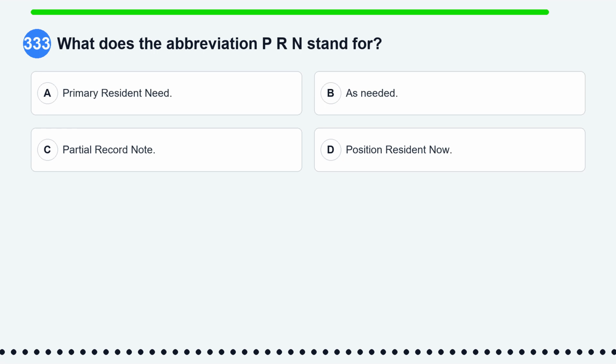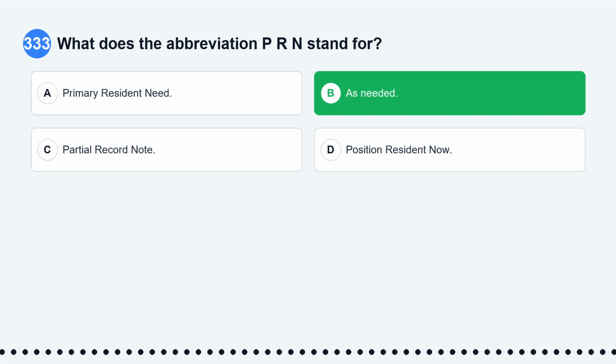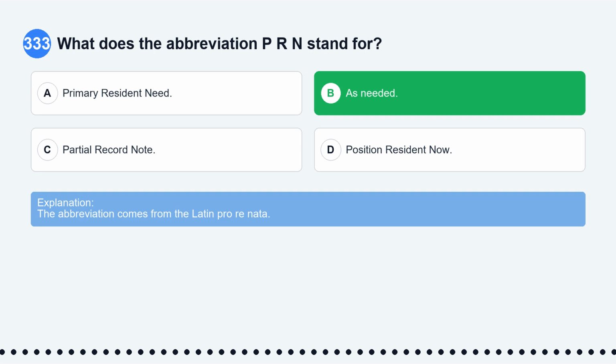Question 333. What does the abbreviation PRN stand for? Option A, primary resident need. Option B, as needed. Option C, partial record note. Option D, position resident now. The correct answer is option B, as needed. The abbreviation comes from the Latin pro re nata.